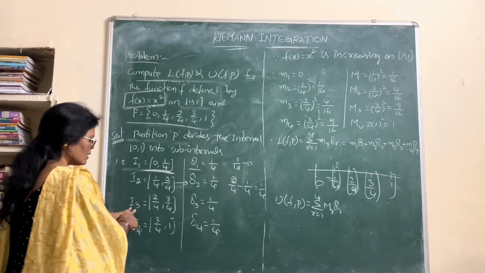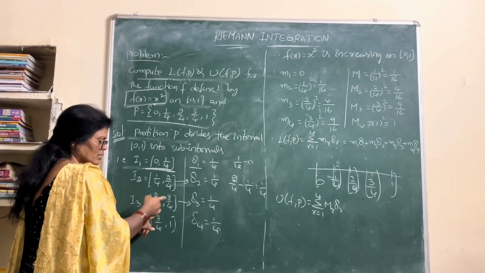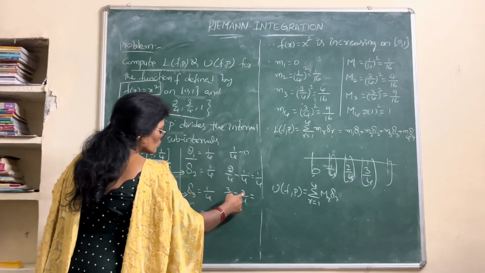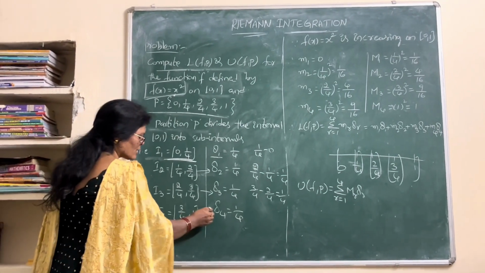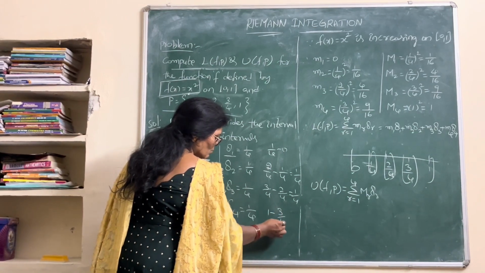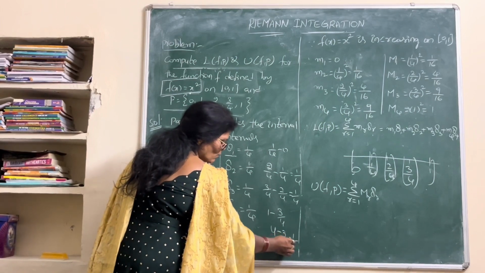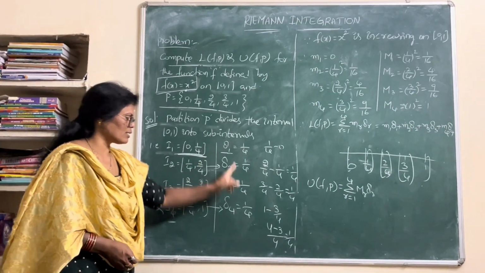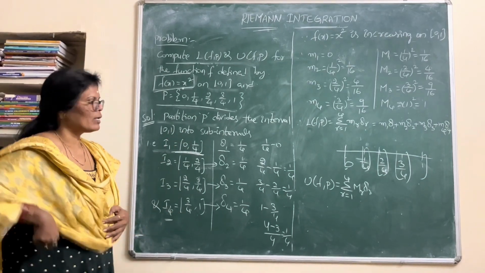And the length of I3 is delta 3, upper limit minus lower limit, 3/4 minus 2/4. 3 minus 2 is 1, the denominator is the same, so 1/4. And the length of I4 is 1 minus 3/4, which is 4/4 minus 3/4, and 4 minus 3 is 1/4. So the length of each interval is 1/4, the same in each interval.